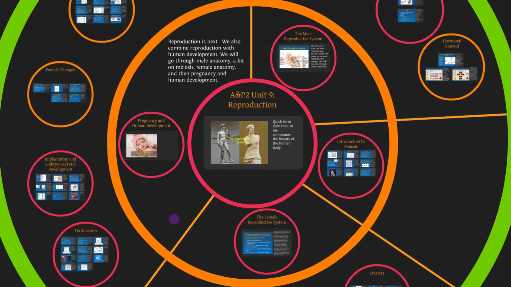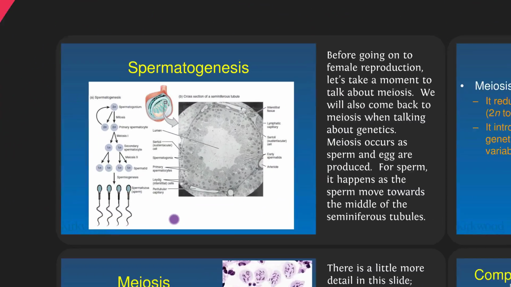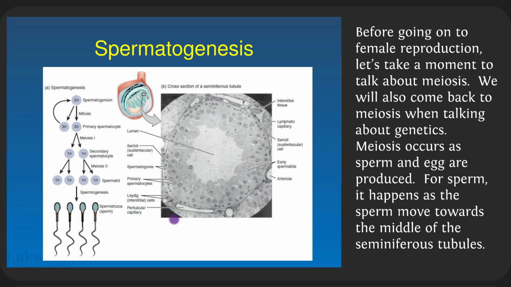We're going to pause a little bit on reproductive anatomy to go into this process of meiosis. So before going on to female production, let's take a moment to talk about meiosis. We'll also come back to meiosis when we're talking about genetics, but meiosis occurs as sperm and egg are produced. That's why we're talking about it now. For sperm, it actually happens as the sperm move from out to in the seminiferous tubules.